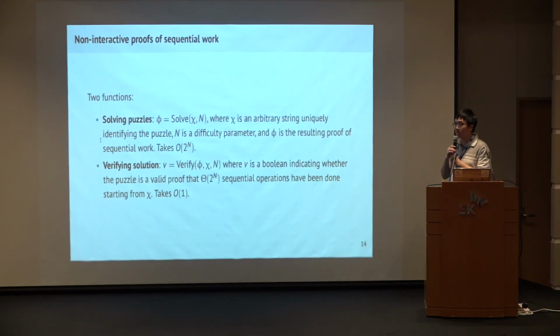And this yields two functions, solve and verify. In solve, we pass in an arbitrary string chi and a difficulty parameter. Essentially, this does sequential work proportionate to 2^n, where n is the parameter, starting from chi. And this gives us a very succinct proof phi that we did this work, that we can verify using the function verify in constant time.